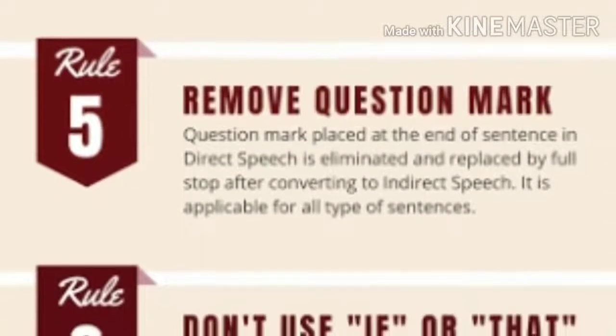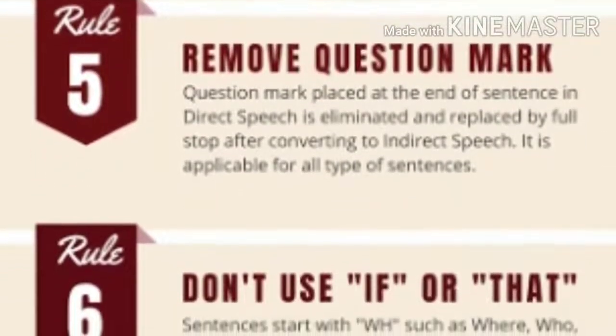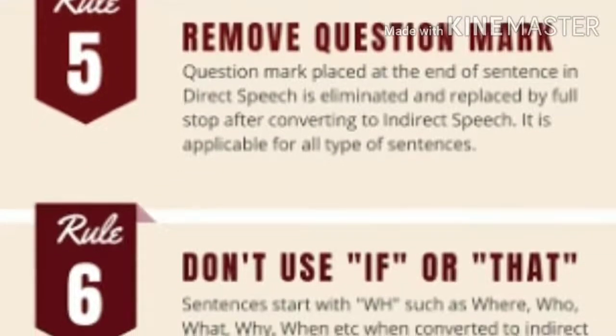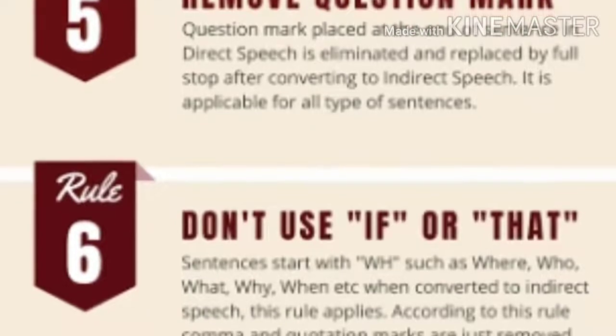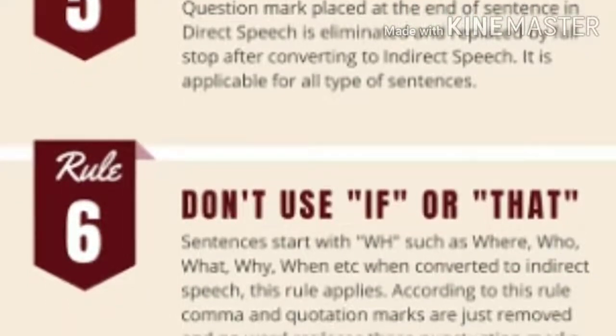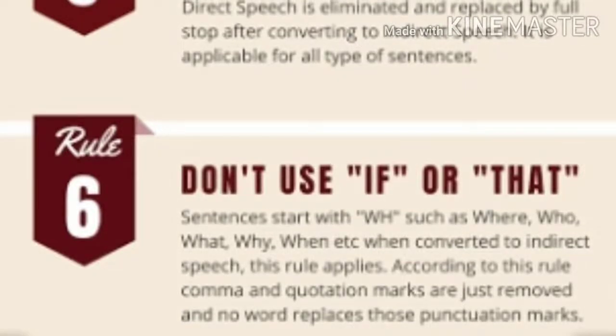Students, rule number 6 is that you don't use if or that. Sentences that start with WH, such as where, who, what, why, when, converted to indirect speech, this rule applies. And according to this rule, students, comma and quotation marks are just removed and no word replaces those punctuation marks. Hope now it's very, very clear to all of you what are the rules that you have to follow while changing interrogative sentence from direct to indirect speech.